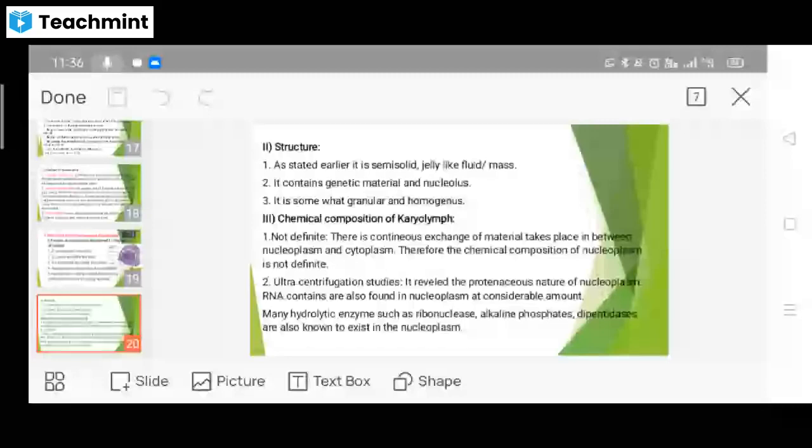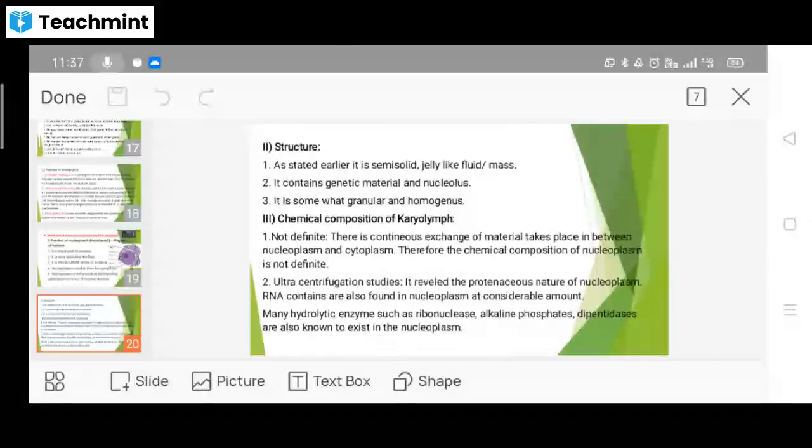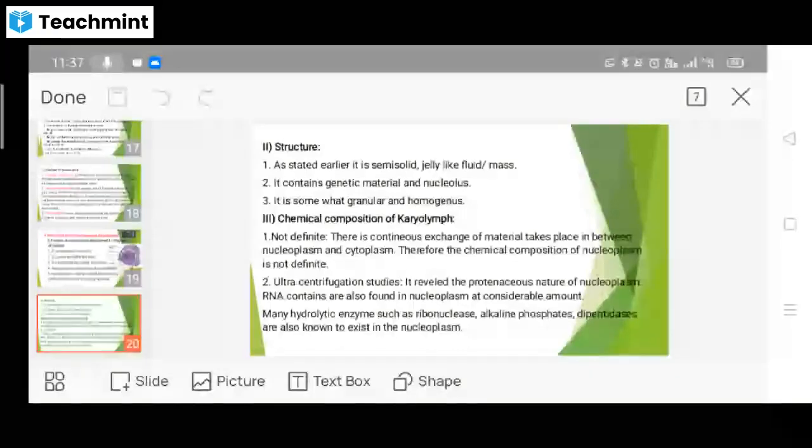Then the third one is about the chemical composition. The chemical composition of this is not definite. There is continuous exchange of material from the nucleoplasm to the cytoplasm. Therefore, the composition of this nucleoplasm is not definite. It is always changeable.